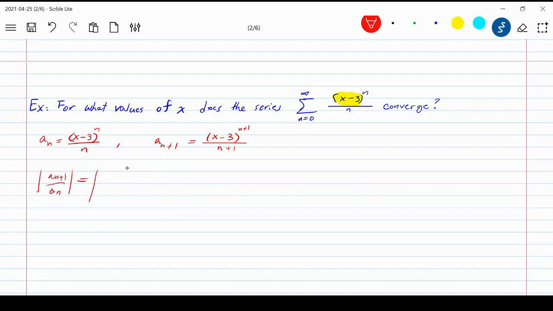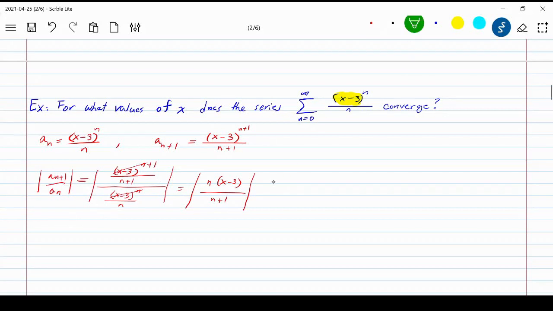Okay, so in this case a_(n+1) would be (x minus 3) to the power n plus 1 divided by n plus 1, all divided by (x minus 3) to the power n divided by n. If we simplify, you can cancel out the (x minus 3) to the power n with the other (x minus 3) to the power n, and you have one x minus 3 left. If you move the n to the numerator and n plus 1 to the denominator, this is what we end up with in the ratio test.